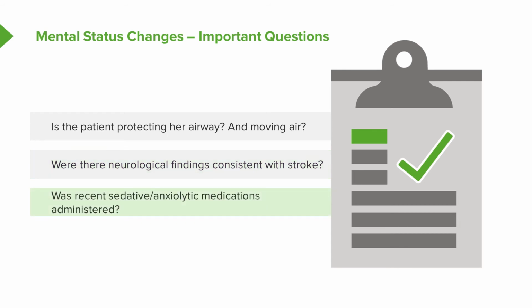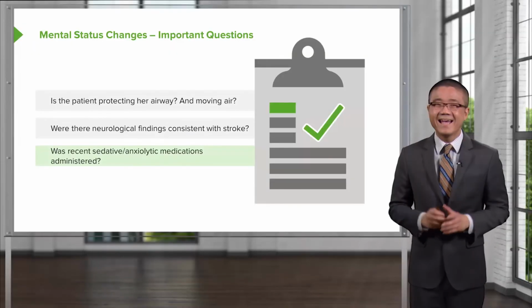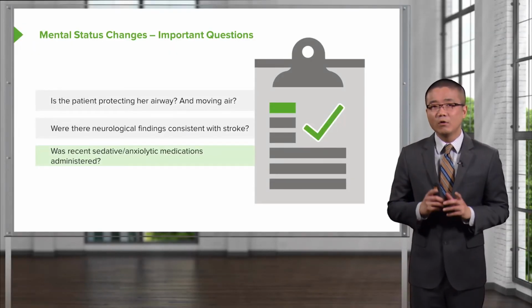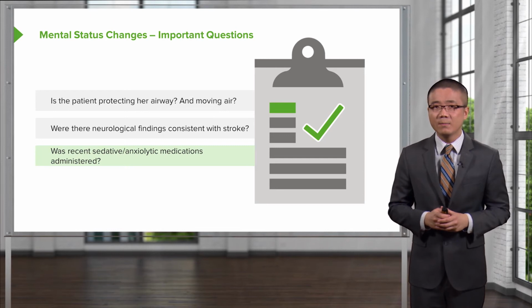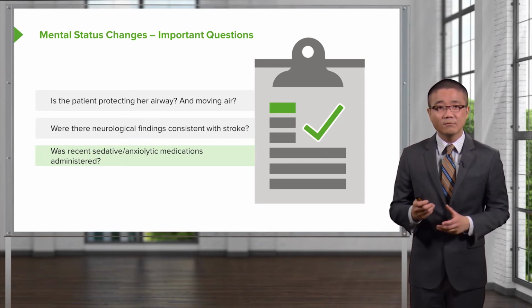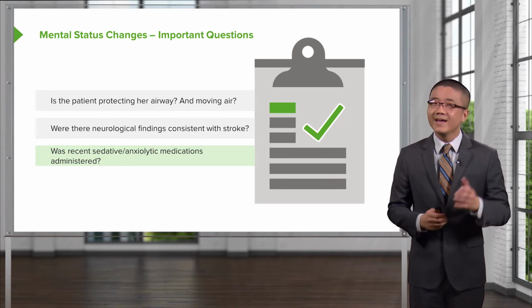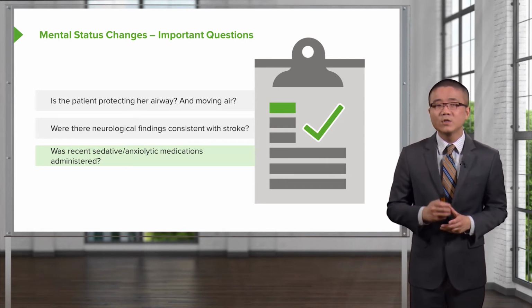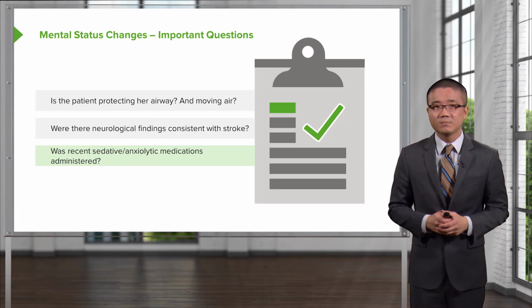Lastly, was there a recent sedative or anxiolytic medications administered? Particularly in narcotic-naive patients, small doses of morphine or fentanyl can cause significant mental status changes. And in the elderly patient, remember, sundowning is very common. When we are taken out of our familiar circumstances and surroundings, brought into the hospital and subjected to surgery, one shouldn't be surprised, particularly in the elderly patient population, that some people get confused.